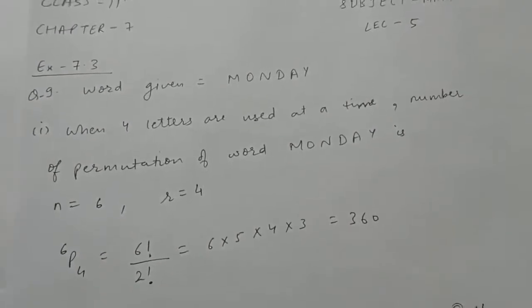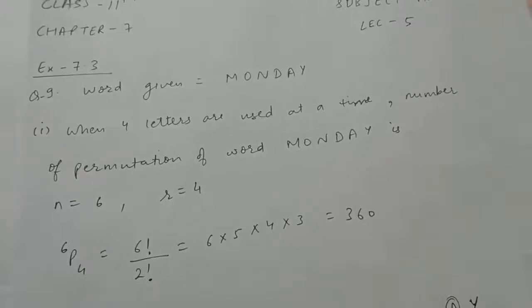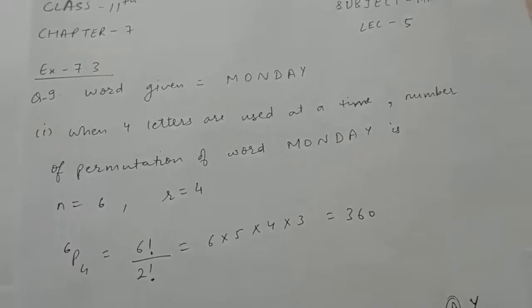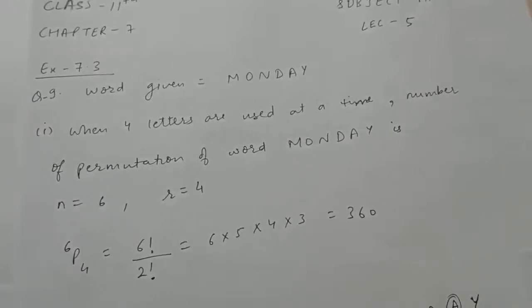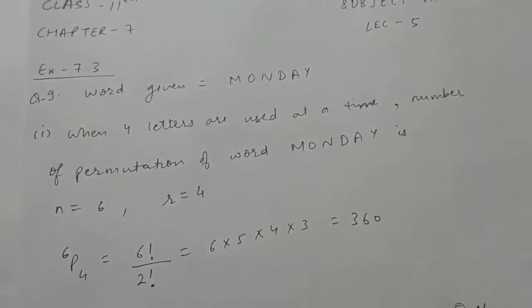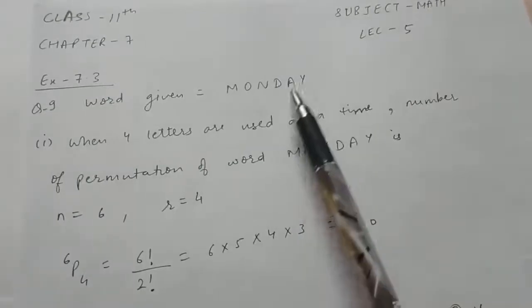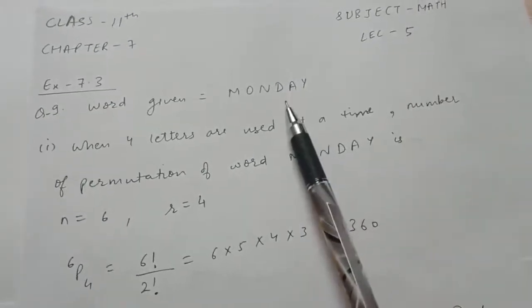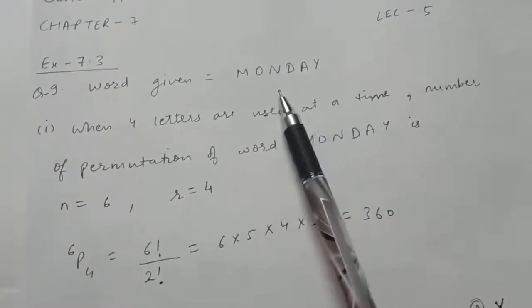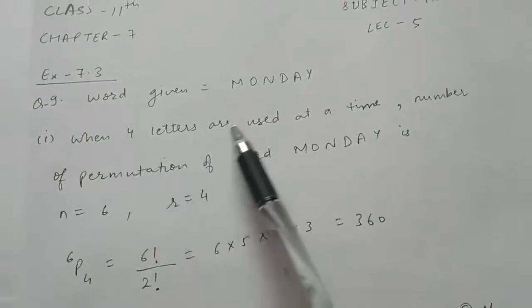So exercise 7.3 question number 9 says: how many words with or without meaning can be made from the letters of the word Monday, assuming that no letter is repeated, if the first case is 4 letters are used at a time. So in this question you are given the word Monday and they have said that letters cannot be repeated. Now you have to tell how many arrangements can be done by using 4 letters at a time.